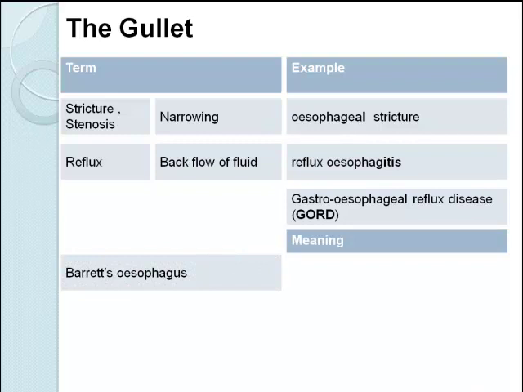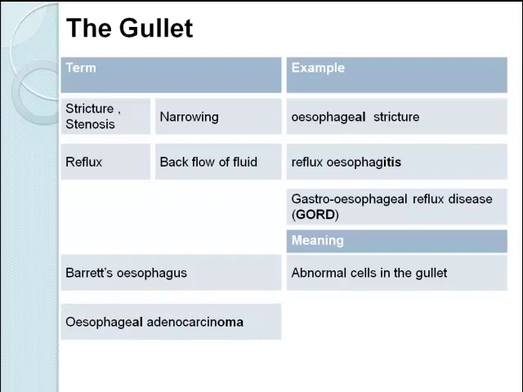There is a term called Barrett's esophagus. Barrett's esophagus actually relates to abnormal cells in the gullet. And this can occur if a person has GORD or gastroesophageal reflux disease and it continues and it is not treated. Possibly some cells in the gullet can change, and this can be called Barrett's esophagus.